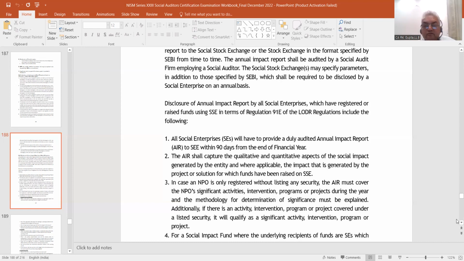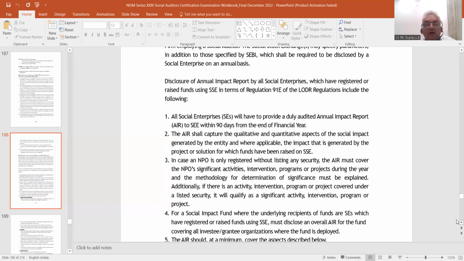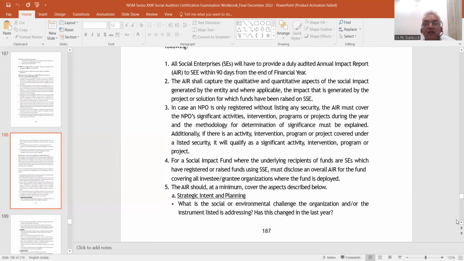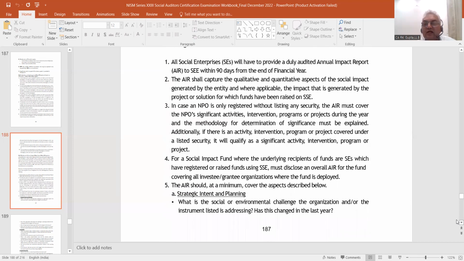Now for a social impact fund, where the underlying recipients of funds are social enterprises which have registered or raised funds using the social stock exchange, it must disclose an overall annual impact report for the fund covering all investee grantee organizations where the fund is deployed. Then the AIR should at a minimum cover the aspects described below. So these are the minimum details.